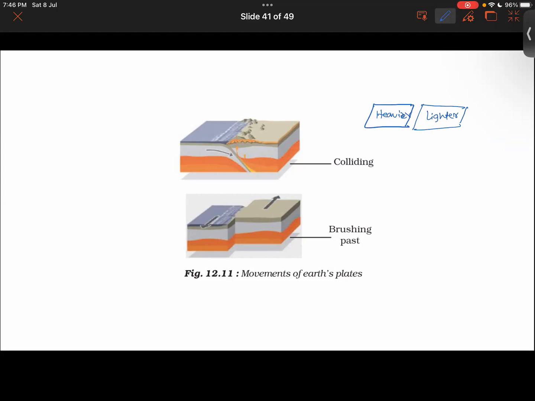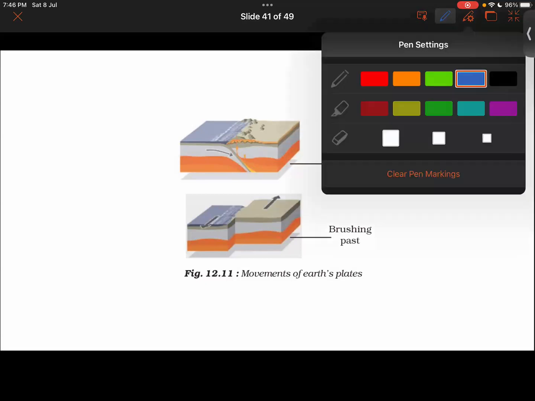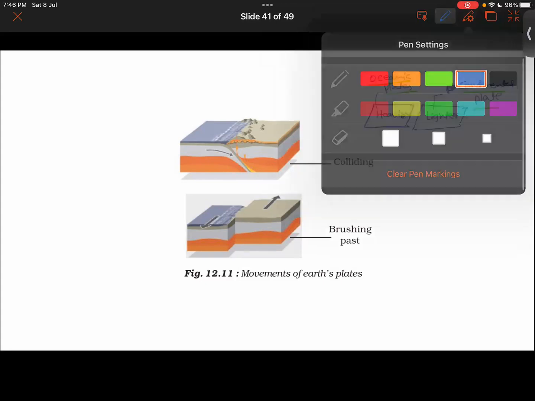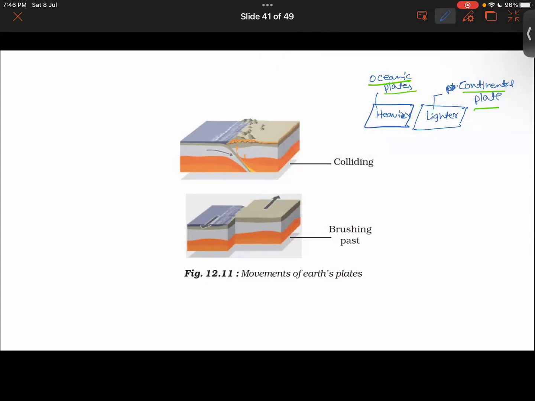Okay. So if you see the oceanic plates, and if you see the continental plates, this is a continental plate. You will observe that the oceanic plates are heavier. They have more density, while the continental plates are lighter in weight. So what will happen? Which will go down and which will come above?